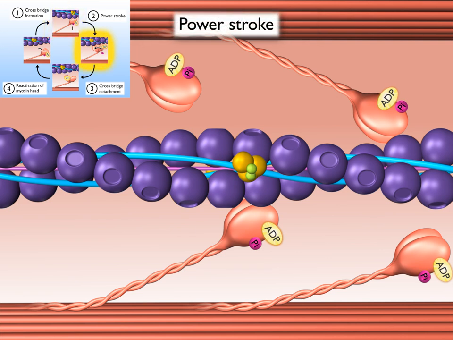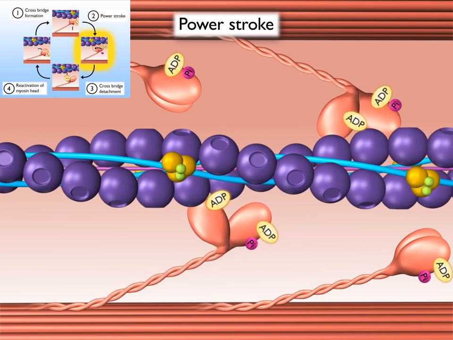Step 2 is the power stroke. Release of inorganic phosphate from the myosin head causes the head to pivot, pulling the thin filament toward the center of the sarcomere. ADP is then released as well. The myosin head is now in its low-energy state, but it remains attached to actin. The energy for the power stroke is ultimately provided by the ATP that binds to the myosin head.